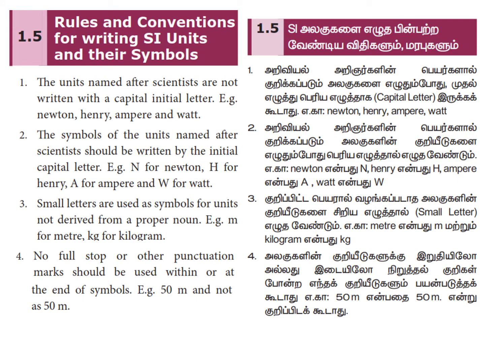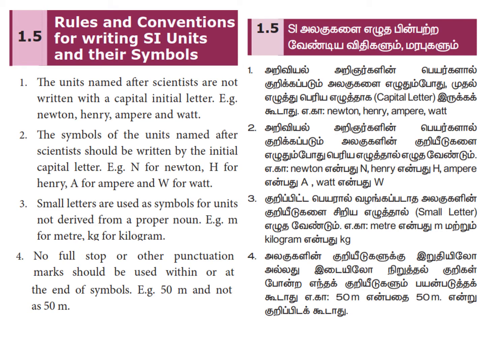Rules and conventions for writing SI units and their symbols. The units named after scientists are not written with a capital initial letter. Example, newton, henry, ampere, and watt. The symbols of units named after scientists should be written with the initial capital letter. Example, capital N for newton, H for henry, A for ampere, and W for watt. Small letters are used as symbols for units not derived from a proper noun. Example, small m for meter, kg for kilogram.